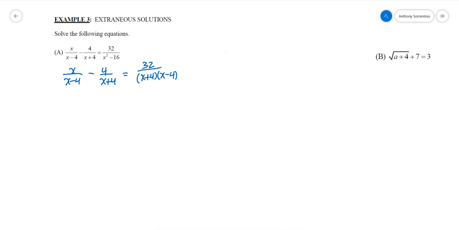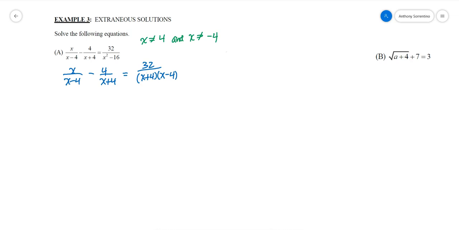Obviously, if x were to be 4 or negative 4, each one's going to make 2 of these 3 rational expressions become a quantity over 0. And I can't have that. So I have to work under the premise here that x is not equal to 4 and x is not equal to negative 4. Keeping that in mind, I'm going to work under the premise that is the case, so I want to carry through the work I need to do to solve this.